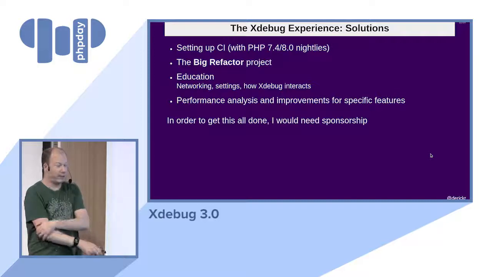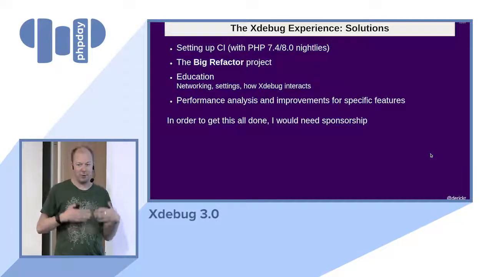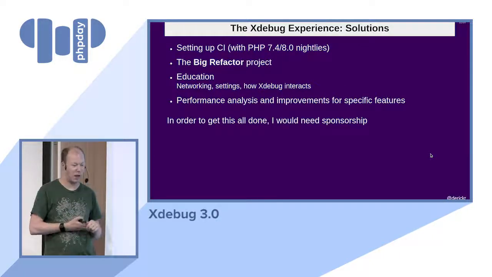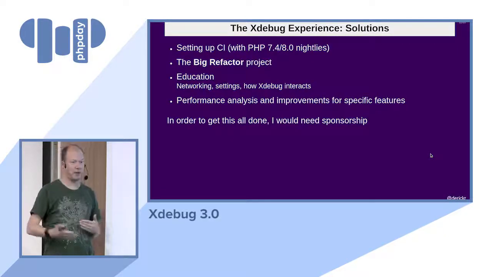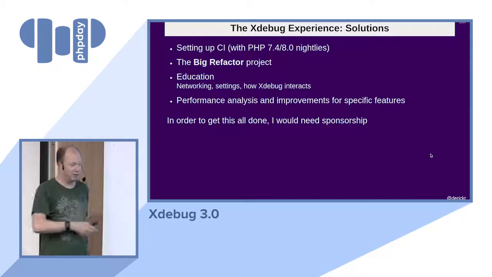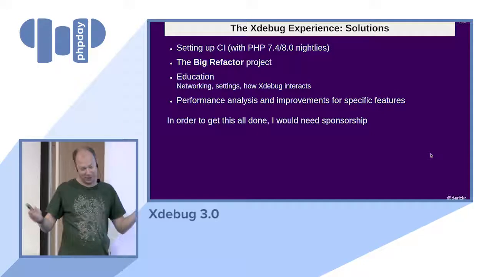Then I want to do the big refactor project. Basically, I want to rip it all out and redo most of it, and that's going to take a lot of time. I want to work a little bit on education, have better docs on how the networking works with Docker and stuff like that, how Xdebug interacts with these things. And when I've done all the refactoring, I want to figure out how I can actually make the algorithms that do all the things that Xdebug does better. For all these things to be done, it's going to take a lot of time, months and months of work. And I do have to pay the bills. So how I'm going to solve that, I don't know yet.